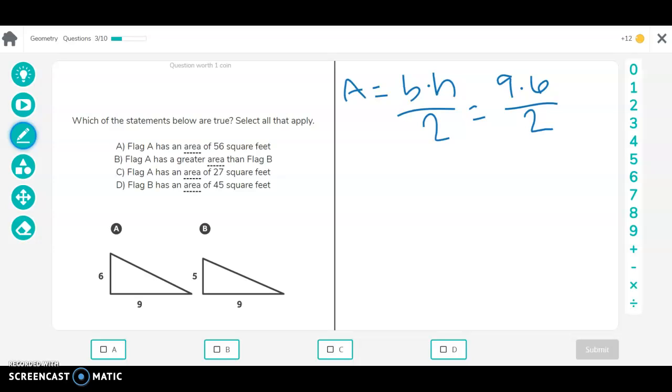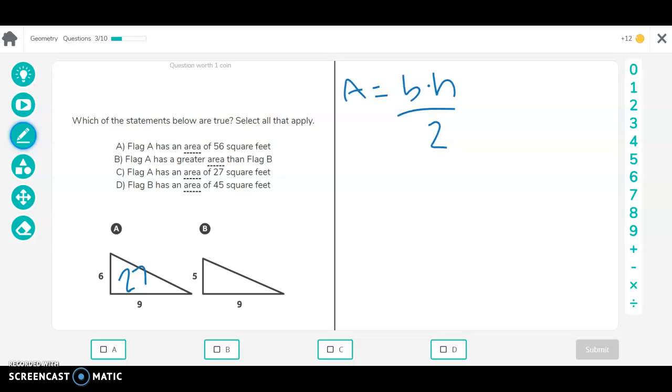I'm going to solve it another way I just showed you, just so you can see. We know 2 doesn't go into 9, but 2 will go into 6. You can do that as well. So we have 9, 6 divided by 2 is 3, times 3, we get 27. So obviously A is not true, okay? So we knew the area of this one was 27. Okay, we're going to put that in there.